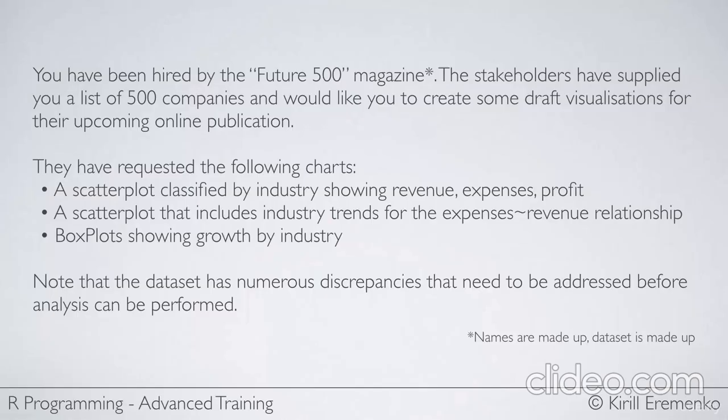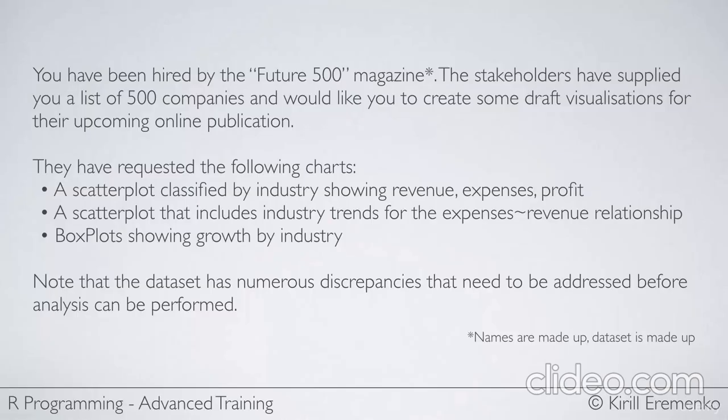Alright, so just in short, Future 500 is a made-up magazine that takes data on companies and then they run some statistics, some analysis around it, and they publish interesting articles about them. So they're after some specific scatter plots and bar charts, box plots that they would like you to create. So they've supplied you a data set, and as you'll see, this data set contains 500 companies or 500 rows, each one representing a company, and some financial information on them, industry information, and so on. And you'll need to prepare this analysis for them, but the key line here is that bottom line, that the data set has numerous discrepancies, and that's what we're going to be focusing on in this section.